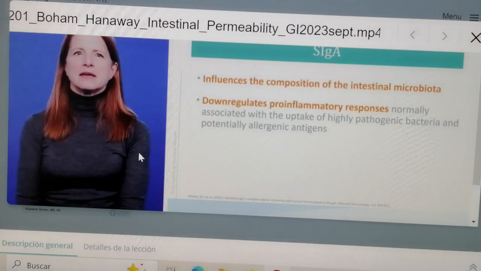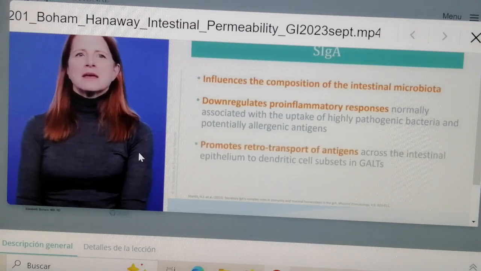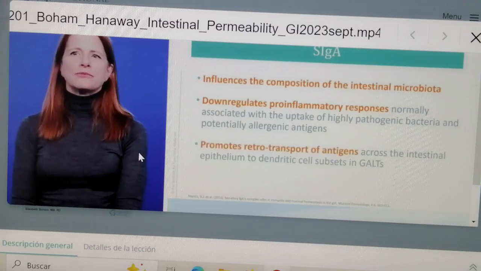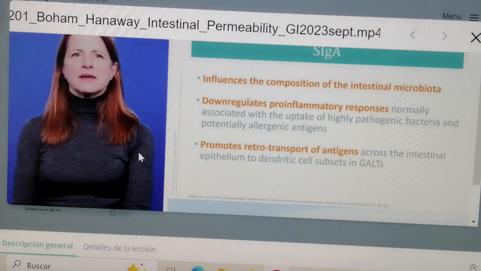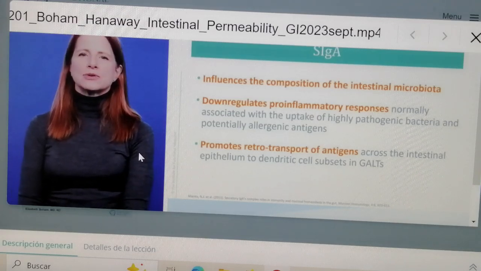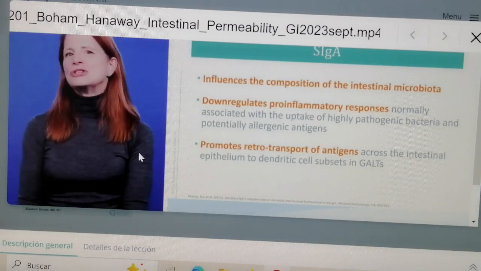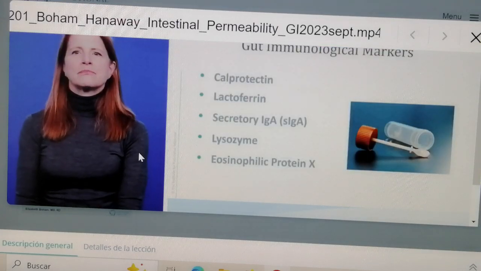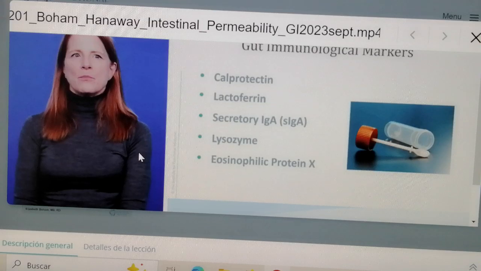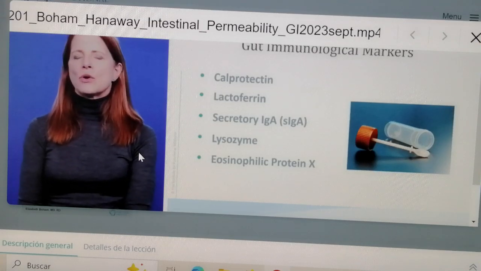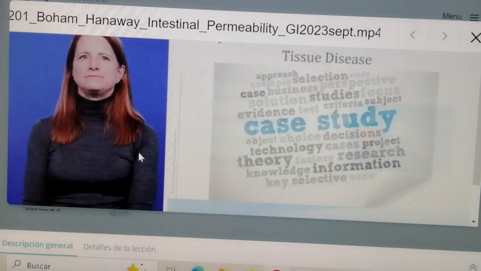It can downregulate a pro-inflammatory response. And it's really important for the immune system to work properly in the gut. So just remember with secretory IgA, too little is not good and too much isn't so great either. As I mentioned, these are all different immunological markers, and this is delved into more in that pre-course webinar.